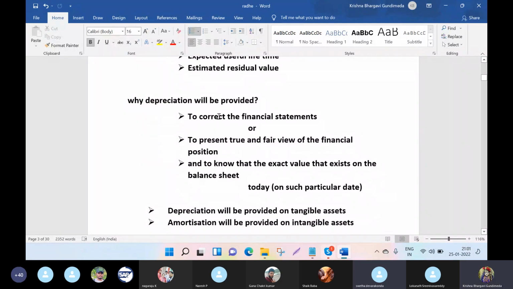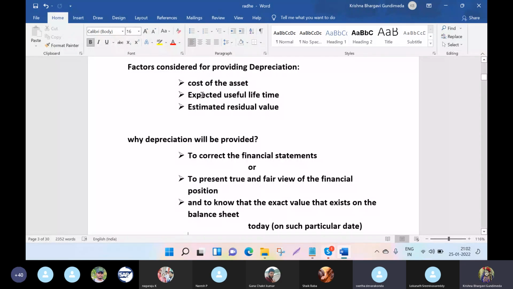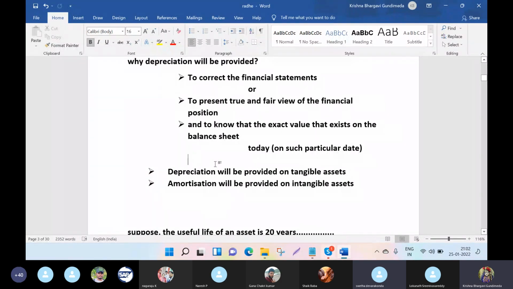So depreciation helps to know the exact value that existed on the balance sheet date. That means suppose we are calculating the valuation of assets on a particular day, maybe at the year end, 31st March, or based upon the valuation date. Depreciation is calculated on tangible fixed assets, while in the case of intangible assets it is termed amortization, as per Accounting Standard 26, Intangible Assets.